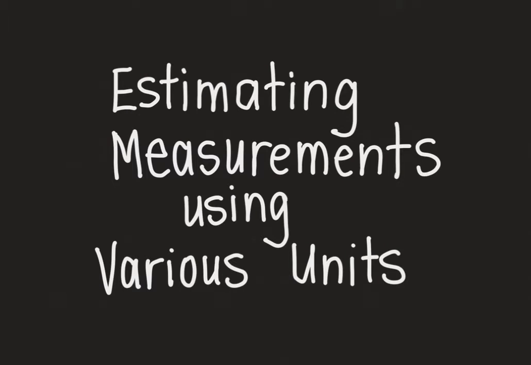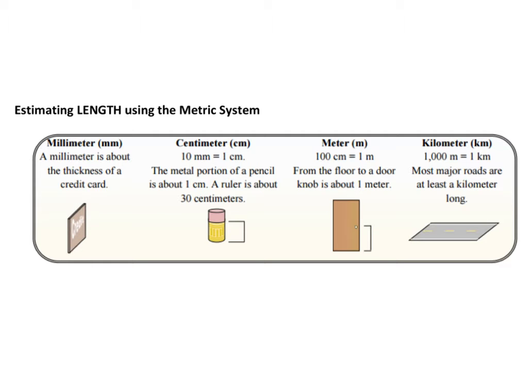Hi everyone, let's look at how we could use various units to estimate measurements. Let's think about some standard references that we could use for the lengths within the metric system. A millimeter is about the thickness of a credit card. It's also about the thickness of your fingernail.